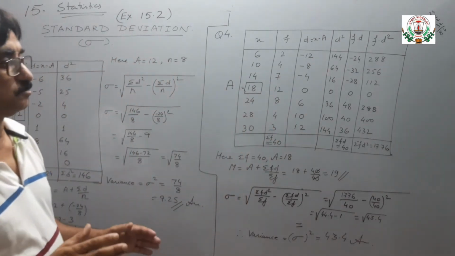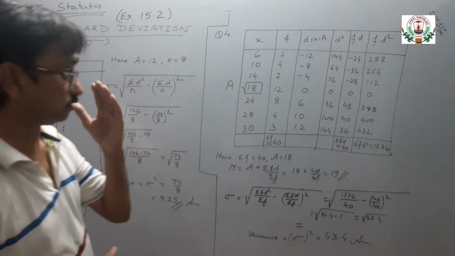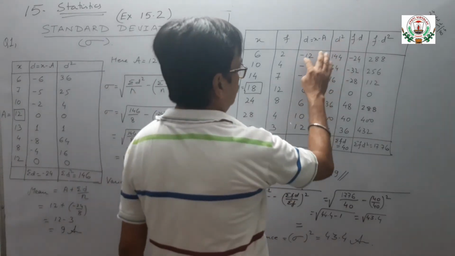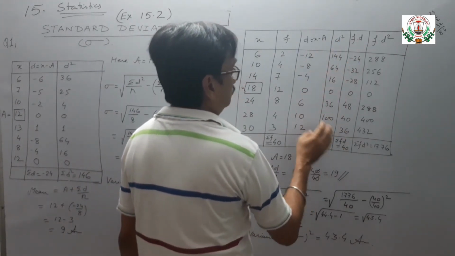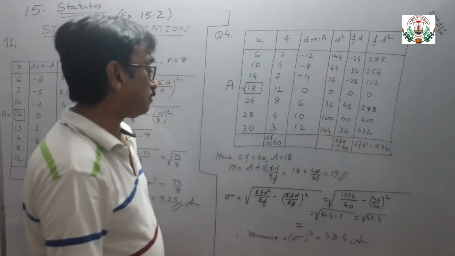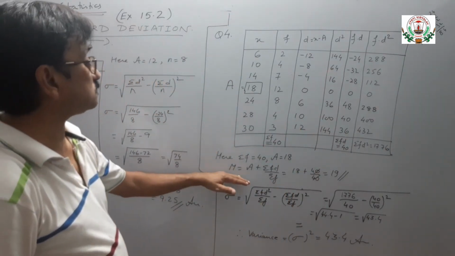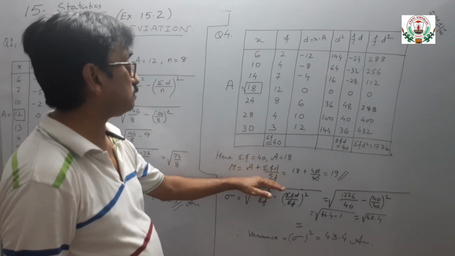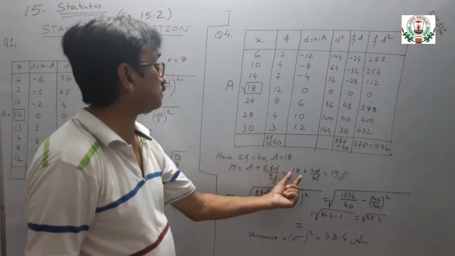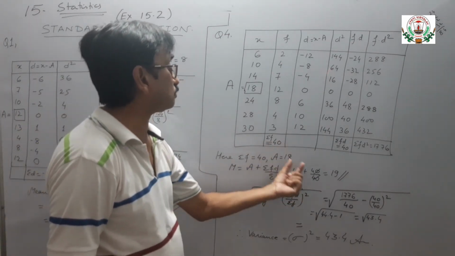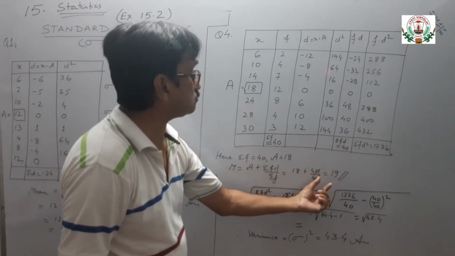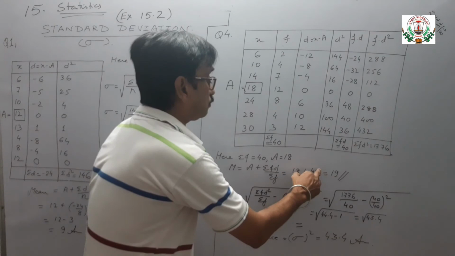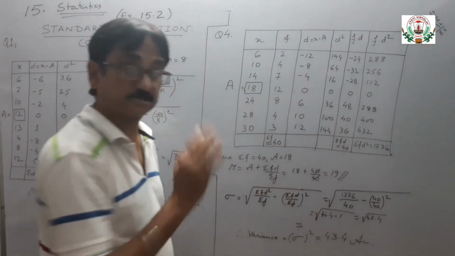So we got the deviation, no need of making it positive in this case. d square: 144, 64, 16, 0, 36, 100, 144. Now our formula for calculating the mean is a plus summation of fd upon summation f. a is 18, summation f is 40, so 40 by 40, 1. 18 plus 1, 19 is the mean.